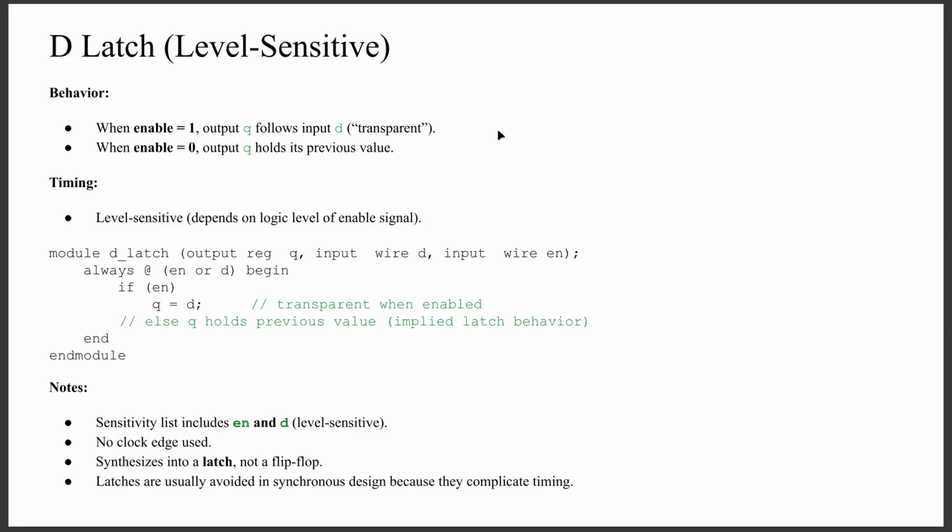Here we could declare a module called D latch with an output of type reg Q, an input wire D, and an input wire enable. Always at whenever either enable or D changes, begin: if we are enabled, Q is equal to D, so it's transparent if enabled, else Q holds the previous value.